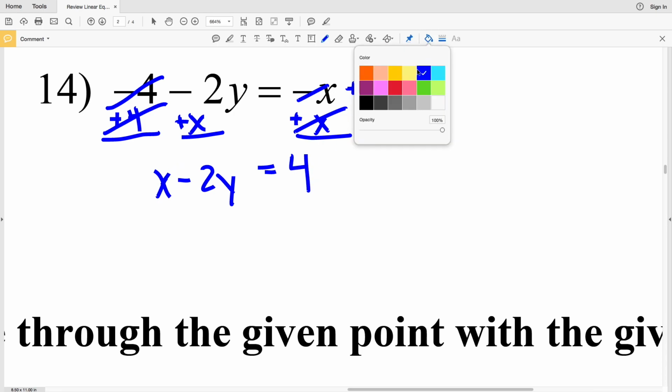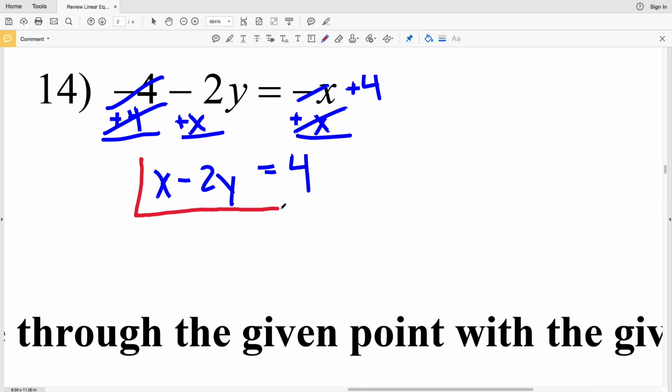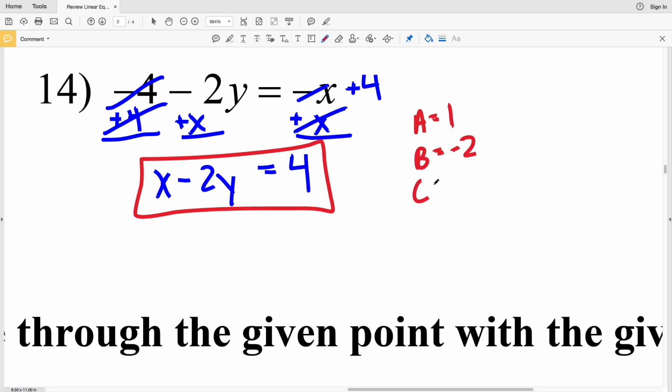So my final solution is x minus 2y equals 4, where a equals 1, b equals negative 2, and c equals positive 4. A, b, and c are all integers, a and b are not equal to 0, and a is greater than 0.